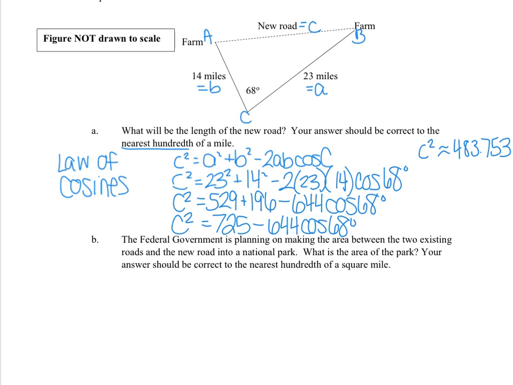So you can just press the square root button and you'll have it square root your answer. So I'm going to square root 483.753, but what I'm actually doing is I'm square rooting 725 minus 644 cosine of 68. And then I can round my final answer, which is going to be c is about 21.99 miles.